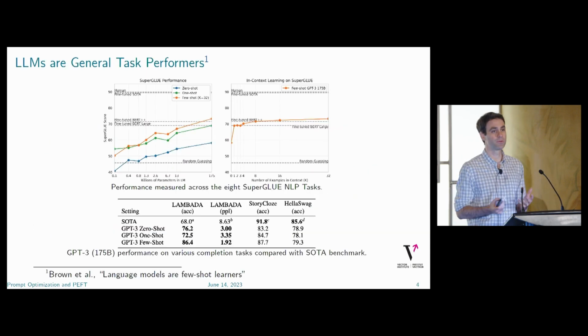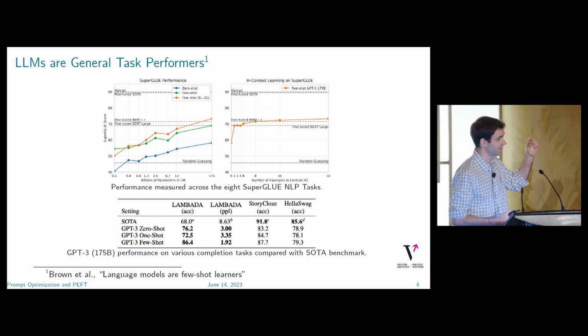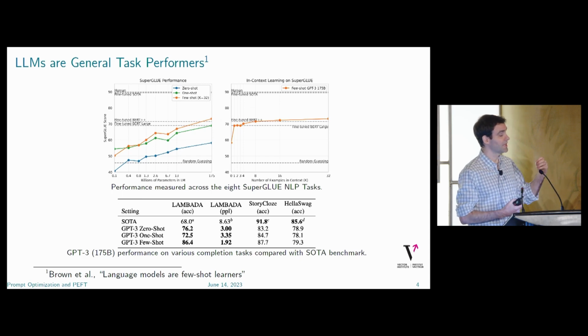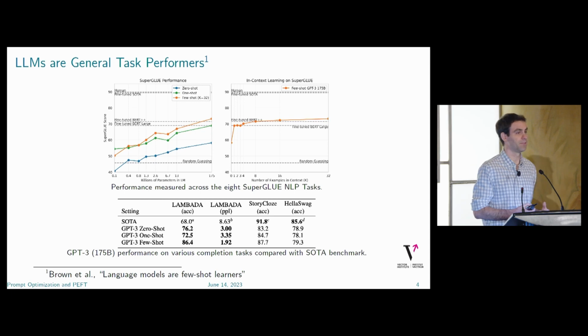So I'm going to go through two slides here to motivate why we want to talk about prompt optimization and parameter-efficient fine-tuning. So language models are general task performers. They can perform certain tasks with state-of-the-art accuracy. So the Lambda task is essentially a completion task. And it can actually do a really good job at that, surpassing, at the time when GPT-3 was released, the state-of-the-art model for that task.